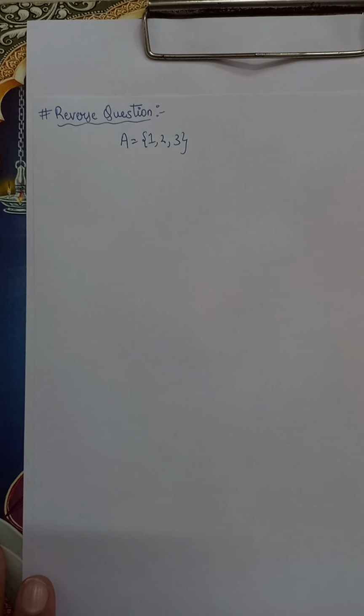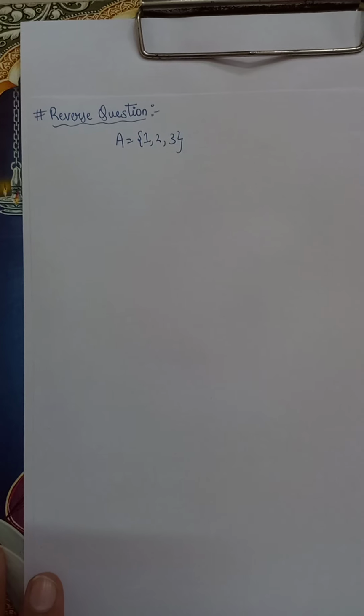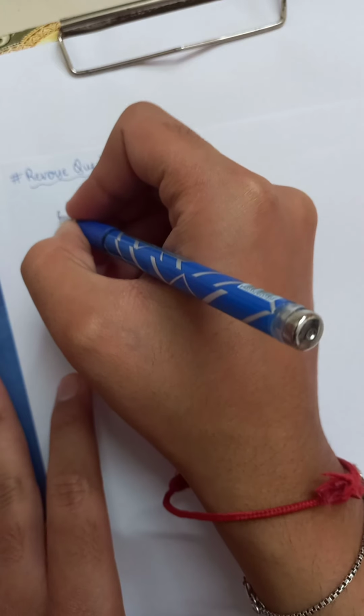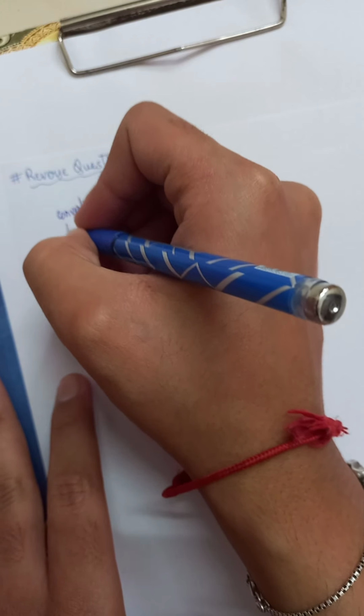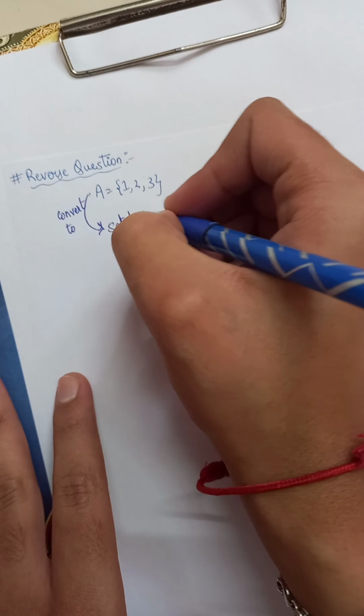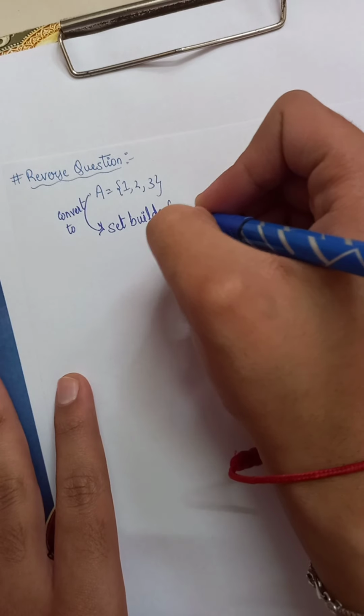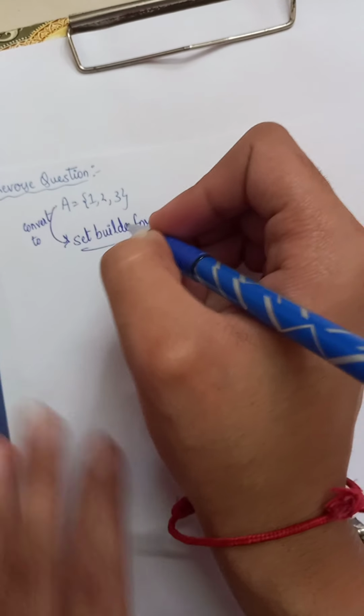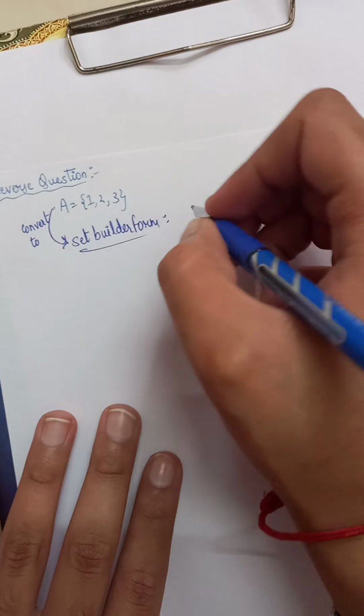So before starting today's topic, let's do a reverse question based on yesterday's match the following. The question will be given in roster form and you need to convert it into set builder form. This can be written in various ways.